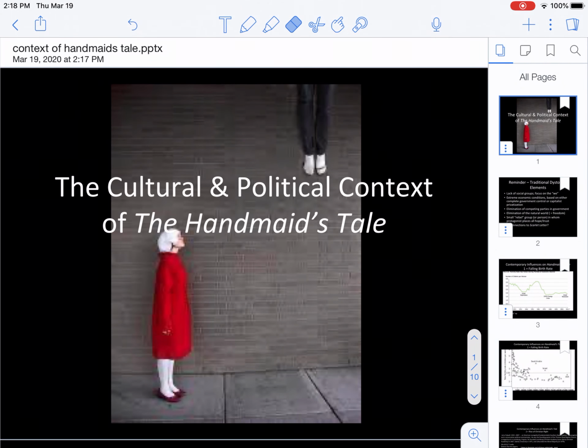Okay, so this is the background of The Handmaid's Tale. And I tried really hard. I made pictures. I'm disappointed you can't see my effort in person.